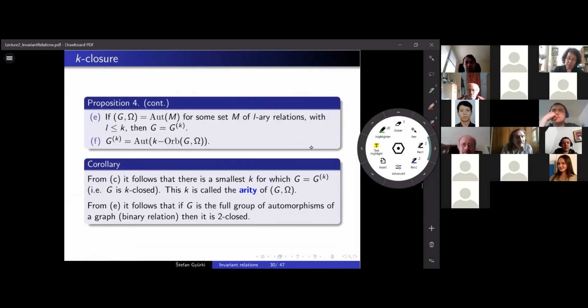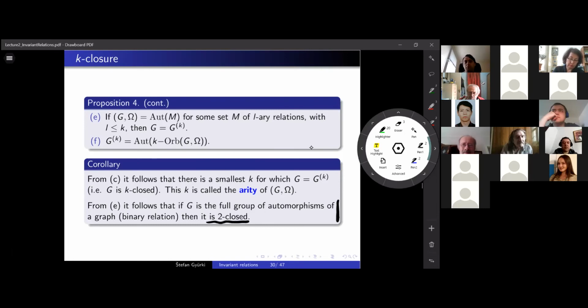Now, maybe one of the most important parts of this proposition for us is that if a permutation group is a full automorphism group of a set of L relations, then it is L closed and also K closed for each K which is greater than or equal to L. If we are playing with graphs, then this means that if a permutation group appears as a full automorphism group of a graph, then it is clearly 2-closed.